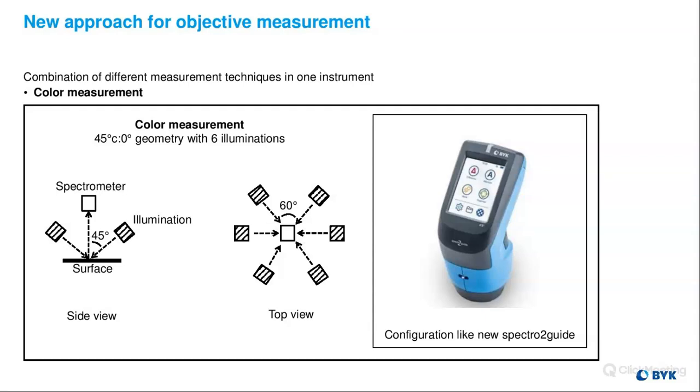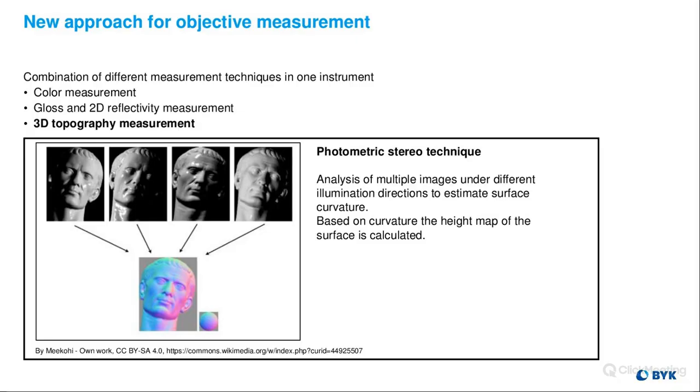As far as for texture, we have our topography measurements, where you use the photometric stereo technique, which is essentially just illuminating an object with different light sources at different angles, and taking a picture of each one of those. Then you can look at all the shading between the different pictures and calculate the surface structure, so you can calculate the topography of that object from those images.